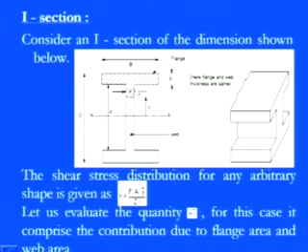The shear stress distribution for any arbitrary shape is given as usual. The general formula is F into A into y bar divided by Z into I. Because it is an I section, our main focus is on the dimensional parameters. Now focus on the quantity A y bar, because in this case it comprises the contribution due to the flange area and the web area. So our main focus is to combine the two different areas and see the impact, because in the previous case we had a uniform structure.